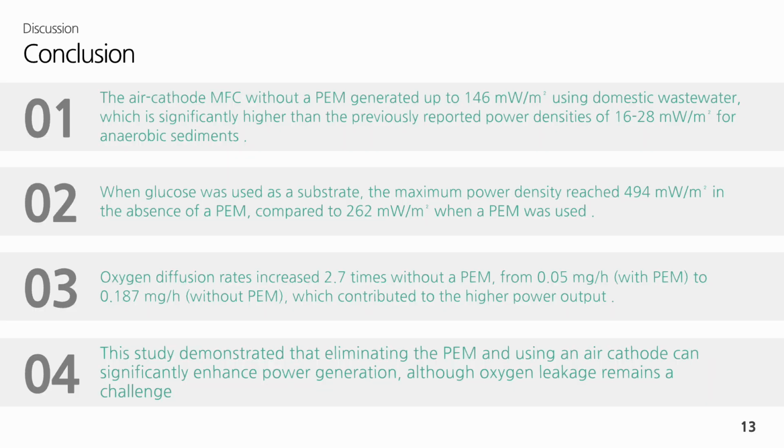In conclusion, this study highlights the following key results. 1. The air cathode MFC without a PEM achieved a power density of 146 milliwatts per square meter using wastewater as a substrate, significantly higher than previously reported values. 2. When glucose was used as a substrate, the MFC without a PEM recorded a maximum power density of 494 milliwatts per square meter, outperforming the system with a PEM.